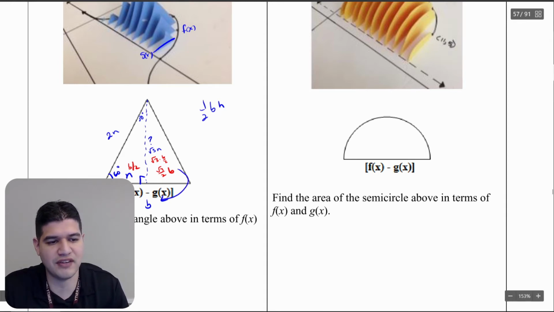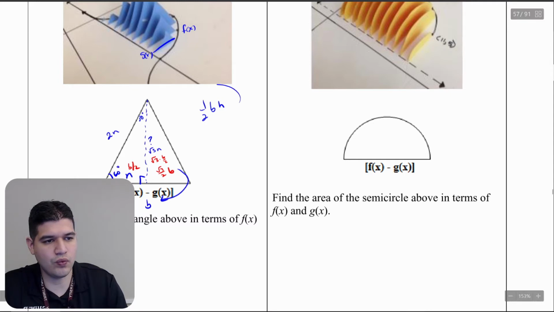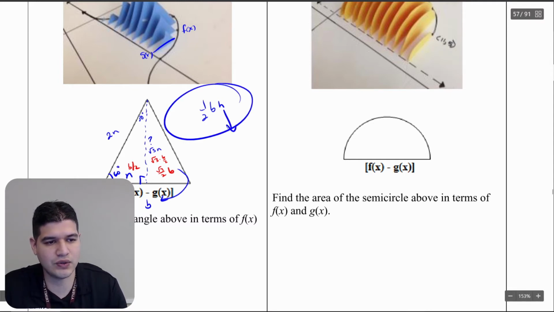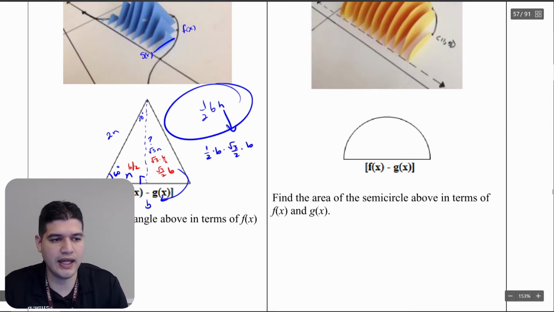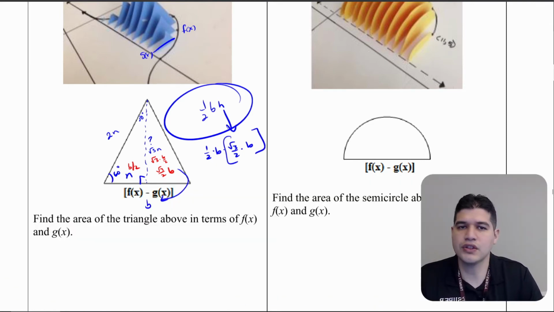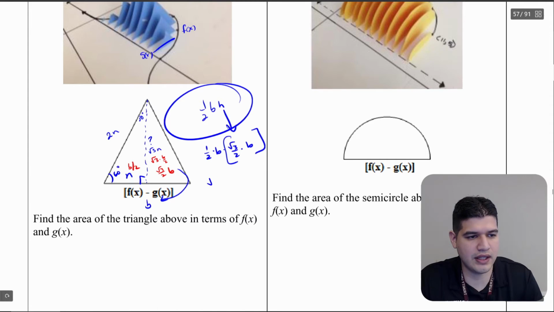And so we know what b is going to be. We know b is f of x minus g of x. We know what the height is: the height now is square root of 3 over 2 times b. So I can rewrite the area as 1/2 times b times the square root of 3 over 2 times b, because height has become square root of 3 over 2 times b. Let's see if we can simplify all of this. That's going to be square root of 3 over 4 times b squared.